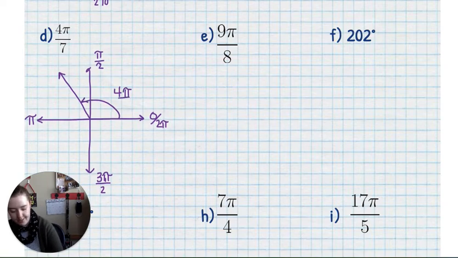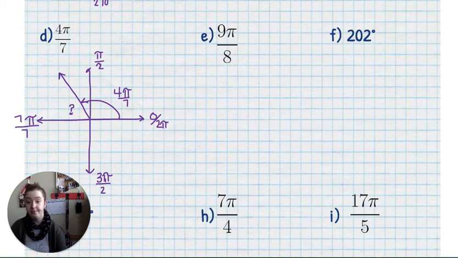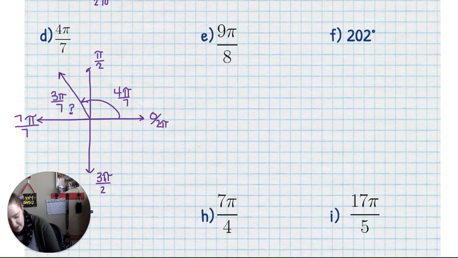So we want to know how much more to reach my x-axis, because I want this angle right here. Well, I know that on that axis I have pi over there, right? Let's think of pi as 7 pi over 7. If I have 7 pi over 7, I already have that 4 pi over 7. How much do I have to add to 4 pi over 7 to get 7 pi over 7? 3 pi over 7. So my reference angle is going to be 3 pi over 7.